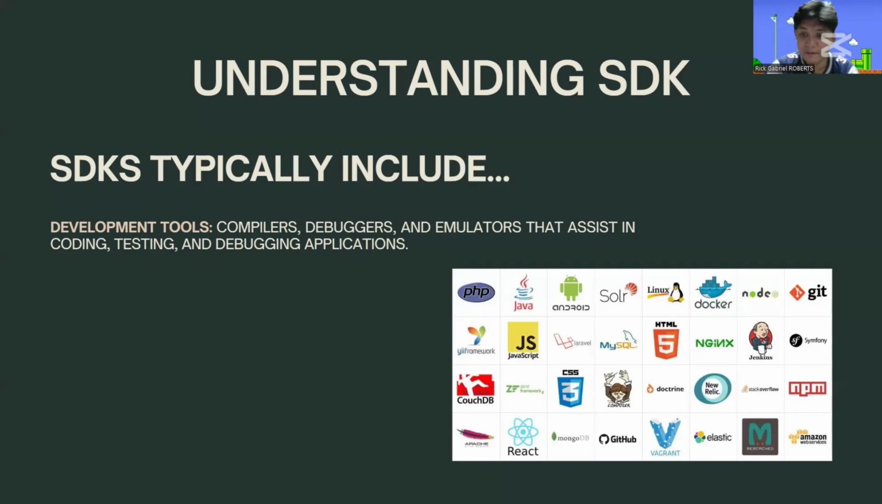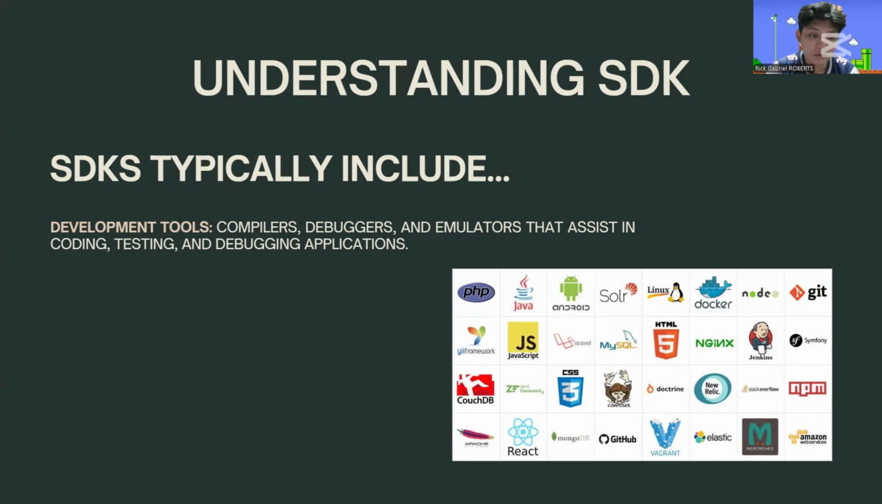Then it also has development tools. These are essential software that assist developers in coding, testing, and debugging applications. These include compilers which translate code into machine language, debuggers which identify and fix errors, and emulators which simulate devices for testing. Examples include GCC, GDB, and Android emulator, ensuring efficient and reliable software development.